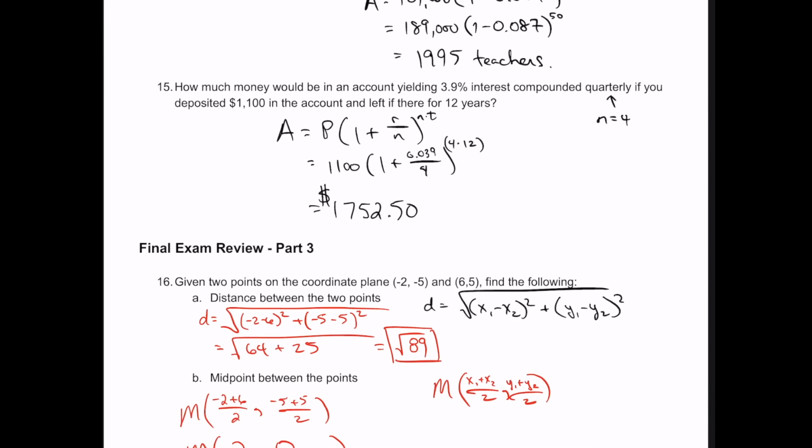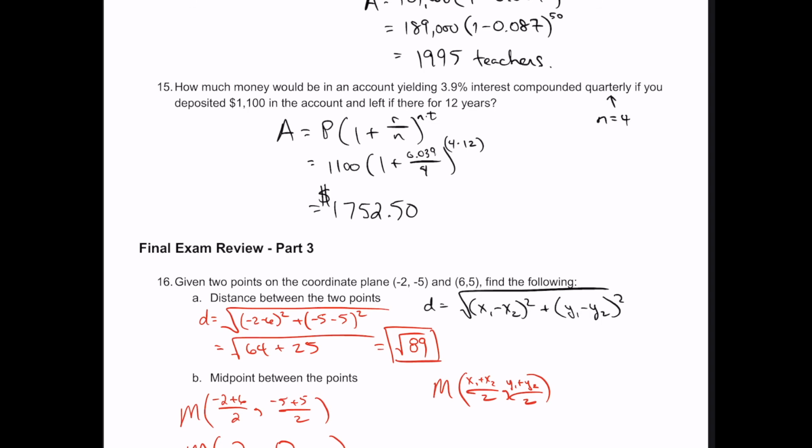Now, number 15, this is compounded quarterly. So we have to use a little bit different of a formula. Quarterly means n is 4. Remember, if it's daily, n would be 365. If it's semi-annually, n would be 2. If it's weekly, n would be 52, and so on. So these are just facts that you should be able to just remember.